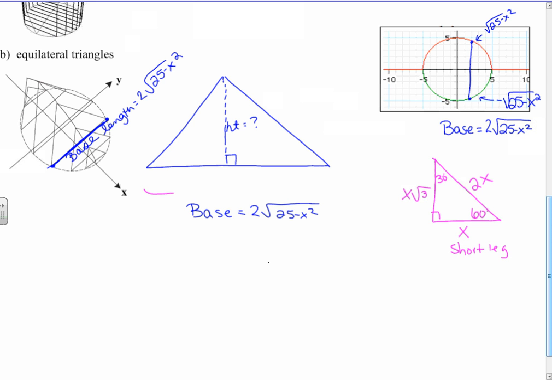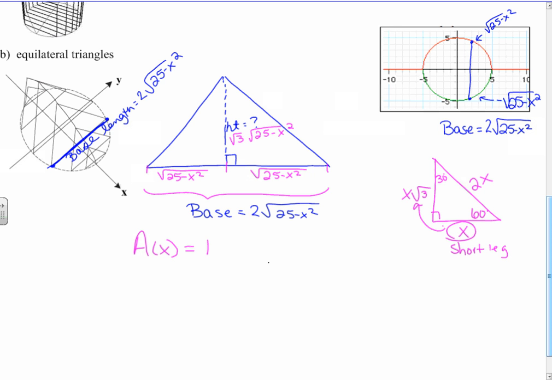So this whole base was 2 times square root. That means at the halfway point, each of these segments would be the square root of 25 minus x squared. Up here, my height, using this knowledge, to get from short leg to long leg I multiply by the square root of 3. So I'm going to have root 3 times the square root of 25 minus x squared. And from that, I can now figure out the area of the triangle.